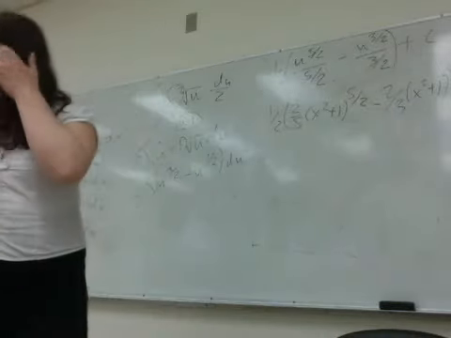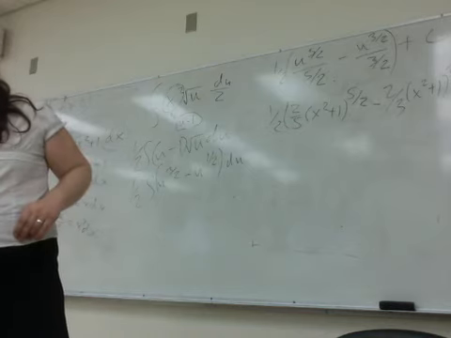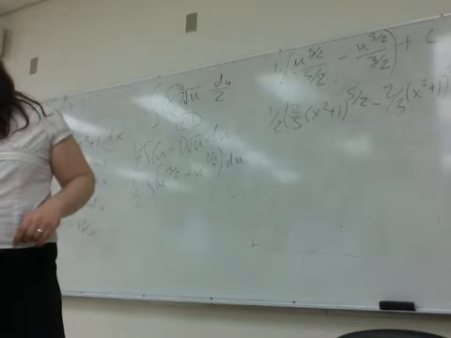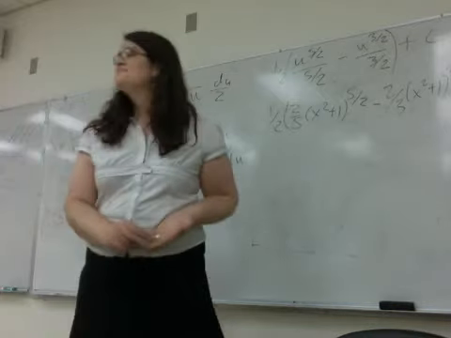Just a question, with the substitution, where'd you get u minus 1? u is x squared plus 1. Move 1 to the other side, so x squared is u minus 1. Oh, okay. Yeah.